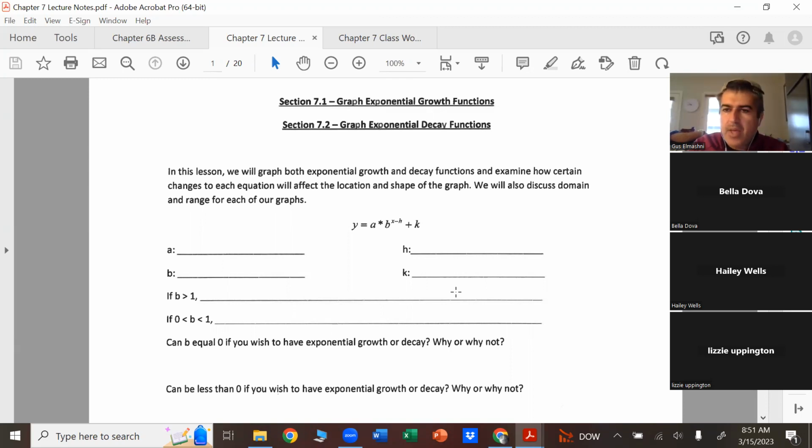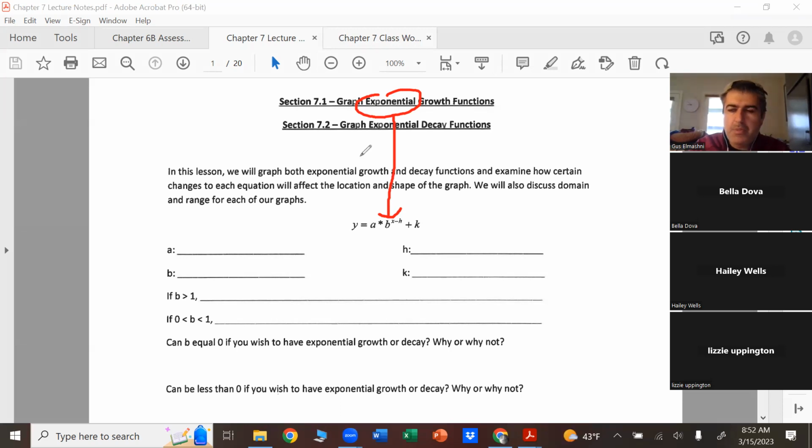The first thing I want to do is help you understand numerically how an exponential function works. So exponential simply means that you have x in exponents. That's all it means. So exponential means you have x in the exponent right there. We'll discuss domain and range for sure, and how these shapes and transformations all work out.